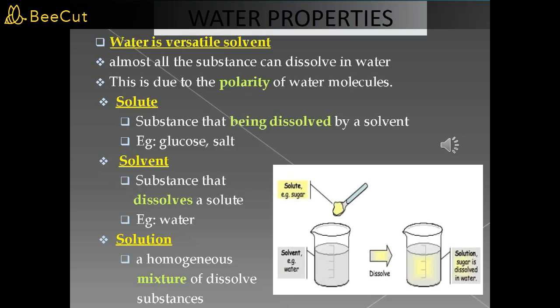Okay, I think you have learned these terms. These three terms: solute, which is a substance that is dissolved by a solvent, for example, glucose and salt. Next term is solvent. Solvent here refers to the water, which is a substance that dissolves a solute. And of course, when there is a mixture of solute and solvent, it becomes a solution, which is a homogeneous mixture of dissolved substances.